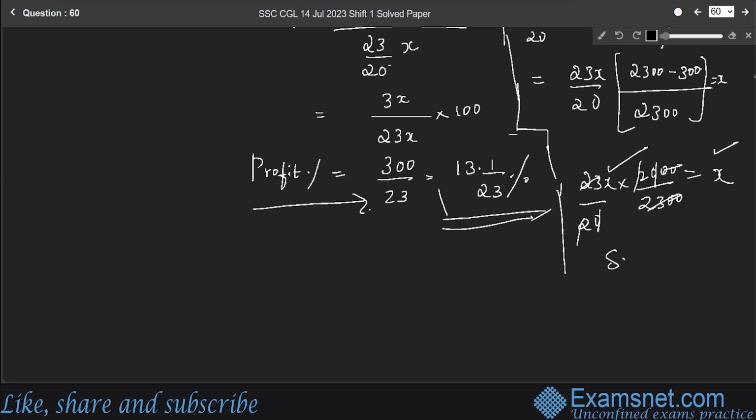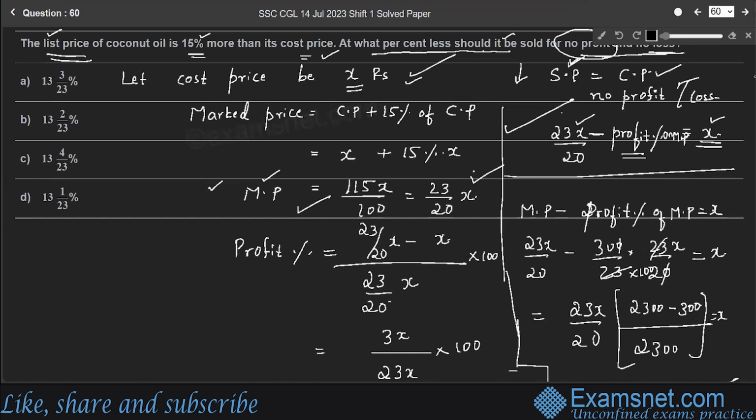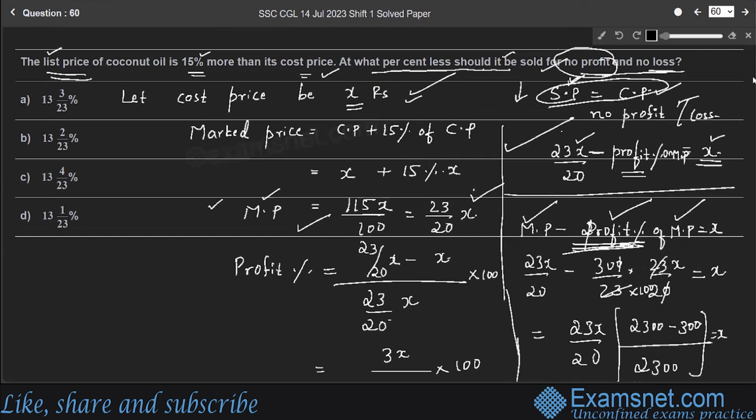So here, selling price is equal to cost price, only when you subtract the profit percentage on market price from the market price. Only then the selling price will be equal to cost price, so that there will not be any profit or loss. Here the question is, at what percentage less should it be sold? At 13 1/23 percent less on market price it should be sold, so that there will not be any loss or profit. Option D is the right answer.